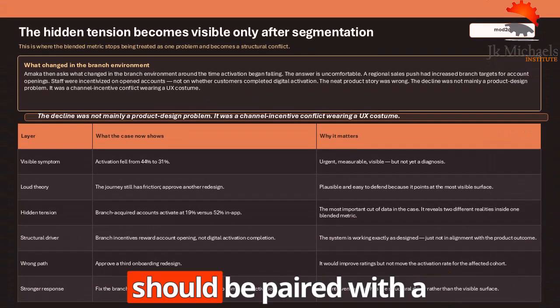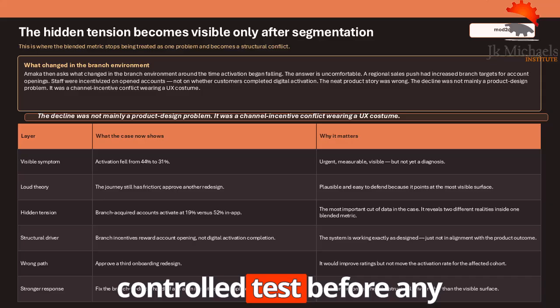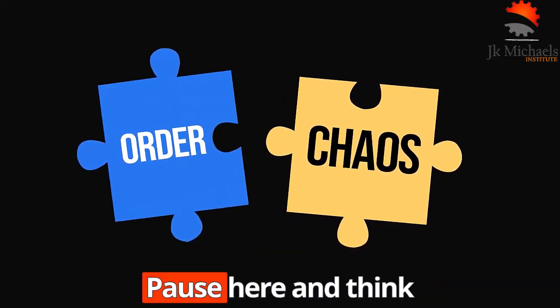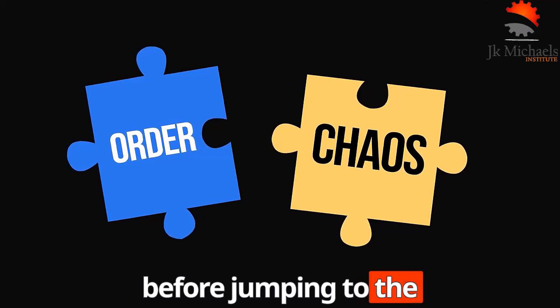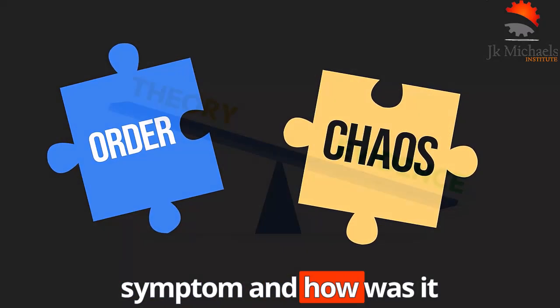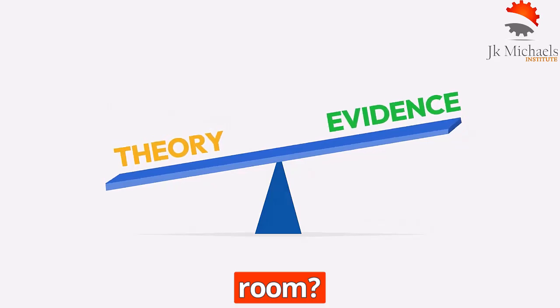That addresses the structural driver, and it should be paired with a controlled test before any further product investment is approved. Pause here and think before jumping to the recommendation. What was the visible symptom, and how was it being described by the room?